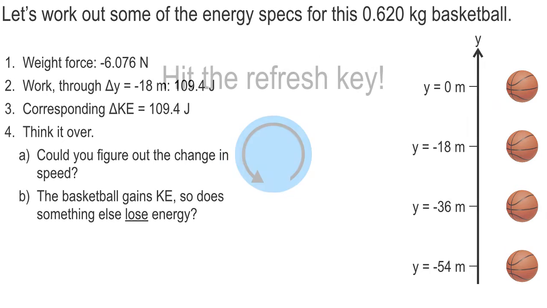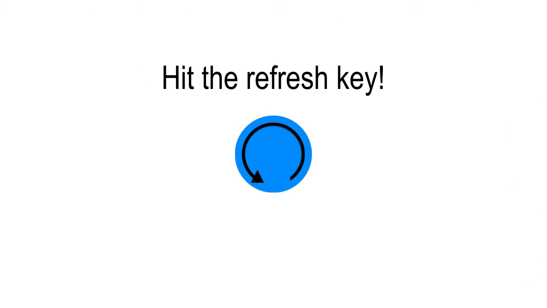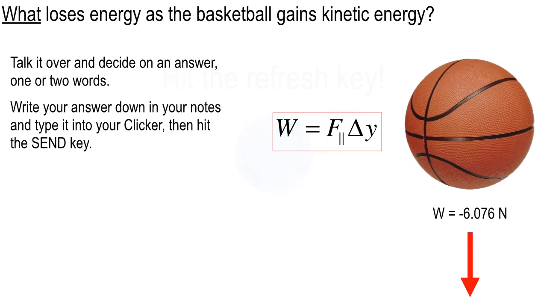Hit your refresh key, and let's take another question. This is question 5 for today. I want you to think about this one very carefully. It's basically that previous question. What loses energy as the basketball gains kinetic energy? There's a zillion different ways to answer. Talk it over with your neighbors for a couple of minutes, and type in an answer. Just type it in with one or two words. No codes, just the straight words.